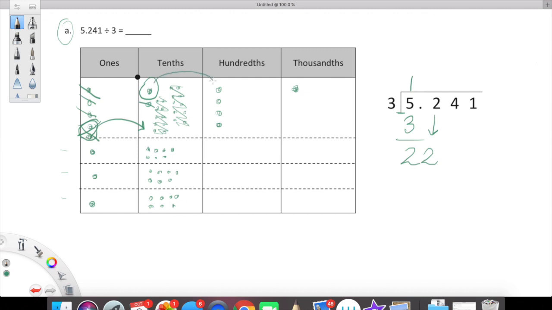You guys are probably already predicting that we're going to move that one. We are going to transfer our tenth over into hundredths land. We'll talk about that in a second.